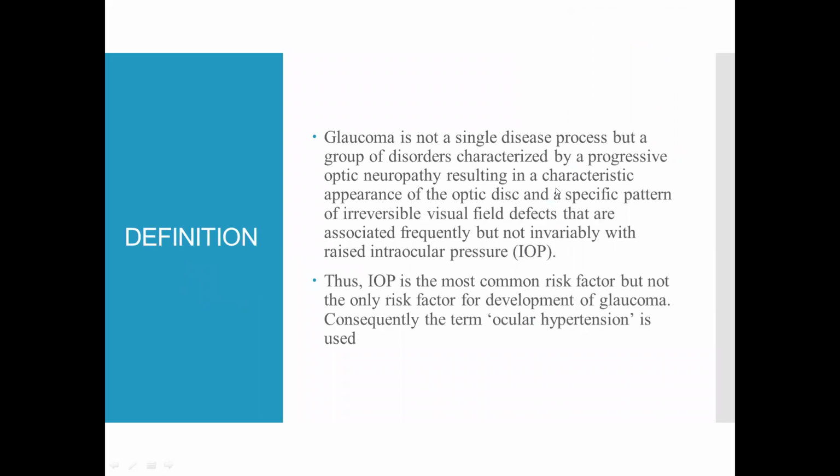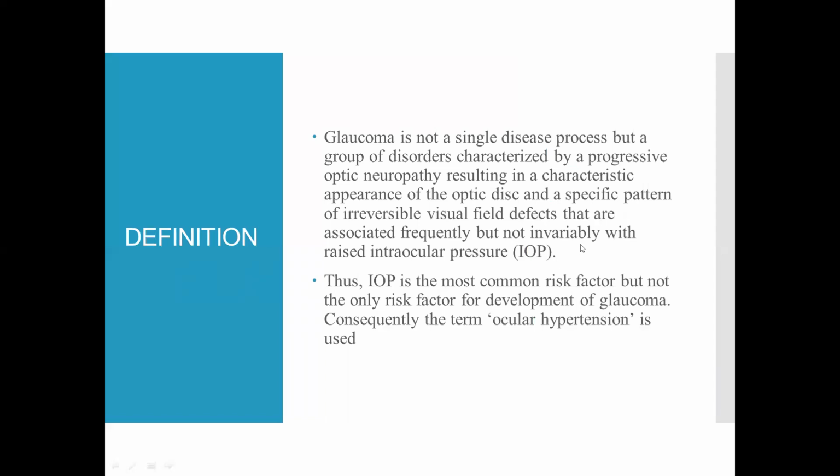What is glaucoma? Basically, glaucoma is not a single disease process, but a group of disorders characterized by a progressive optic neuropathy that results in a characteristic appearance of the optic disc and a specific pattern of irreversible visual field defects that are associated frequently but not invariably with raised intraocular pressure.